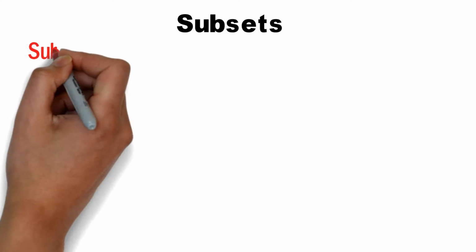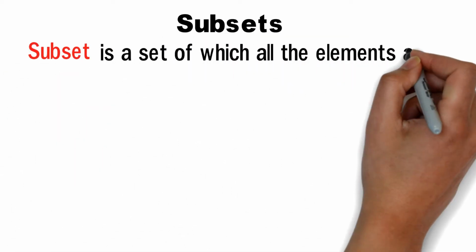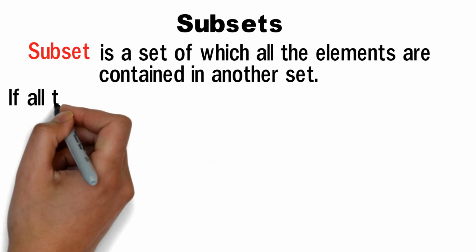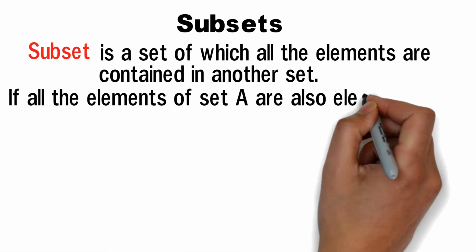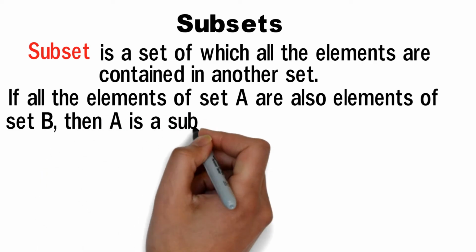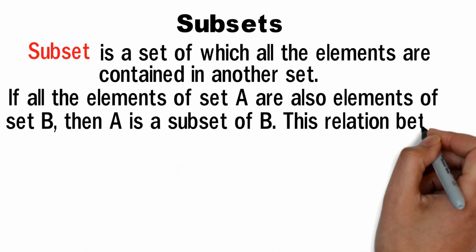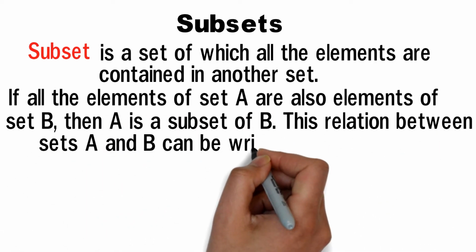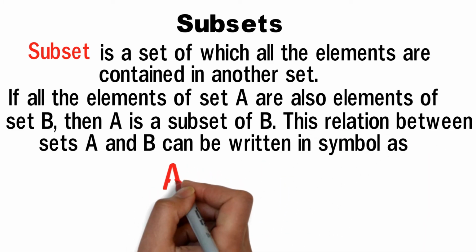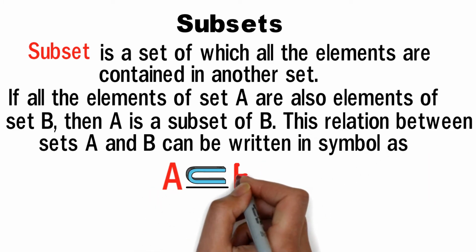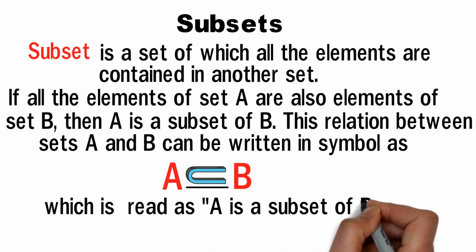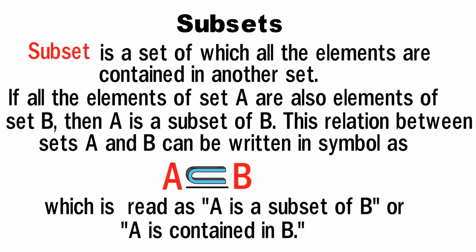Next naman ay ang subsets. Subset is a set of which all the elements are contained in another set. If all the elements of set A are also elements of set B, then A is a subset of B. This relation between sets A and B can be written in symbol as, which is read as A is a subset of B or A is contained in B.